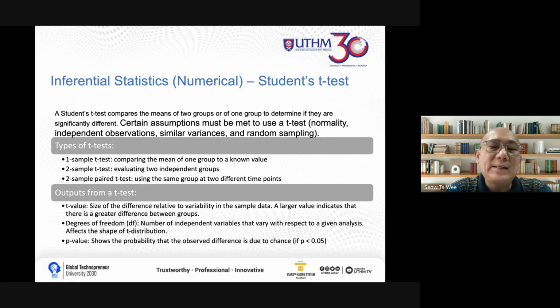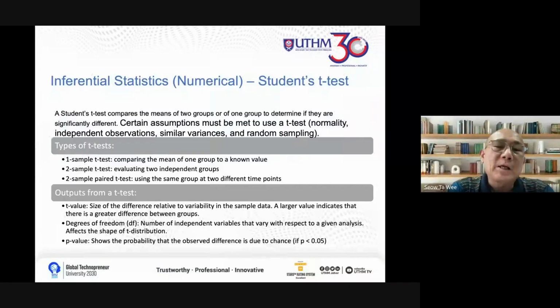There are three types of t-test. First, the one-sample t-test, comparing the mean of a group to a known value. Secondly, the independent-samples t-test, evaluating two independent groups. Thirdly, the paired t-test, using the same group at two different time points. They may have a time series, maybe looking at the changing of gender especially, or changes in two groups of people.